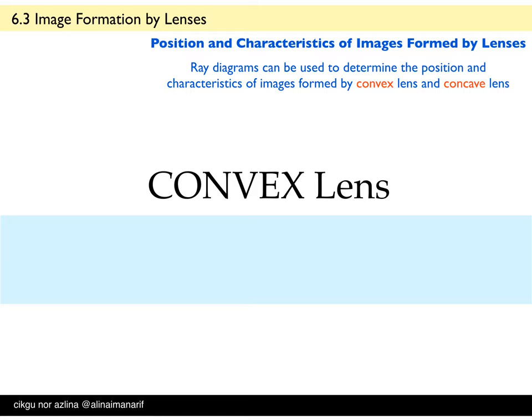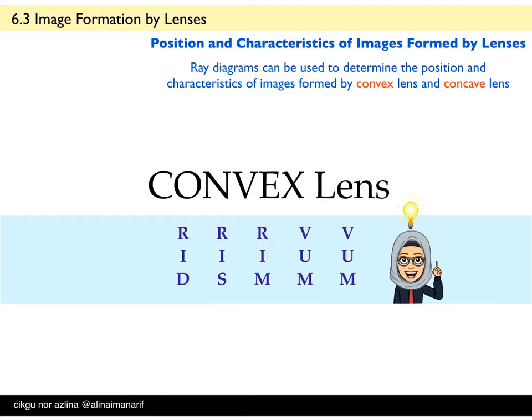Okay, next, we are going to learn how to draw a ray diagram. Ray diagrams can be used to determine the position and characteristic of image formed by convex and concave lens. The idea to draw a ray diagram for the convex lens is RRSM, VVVM. Okay, I repeat again, RRSM, VVVM.